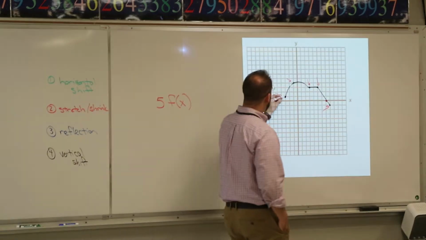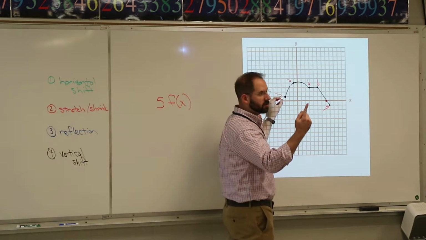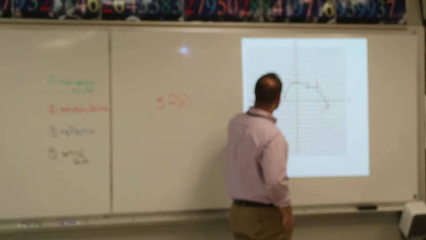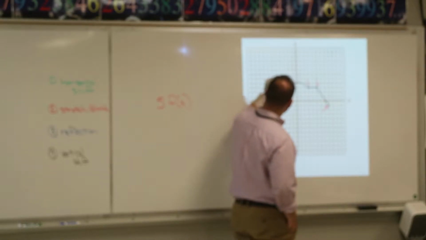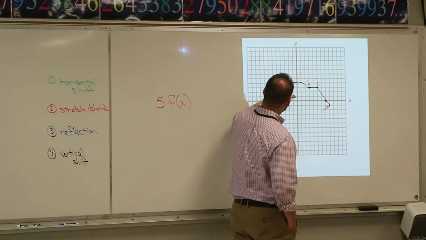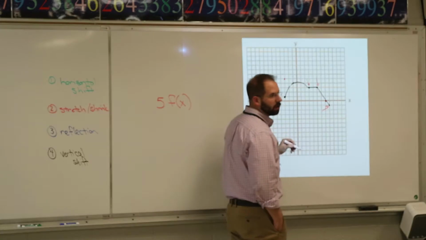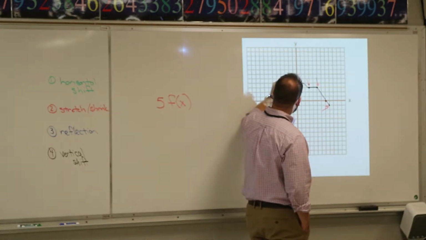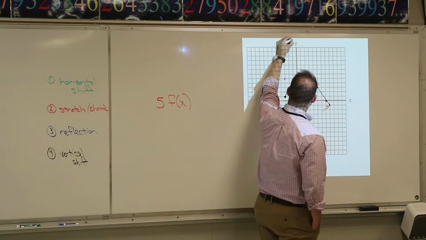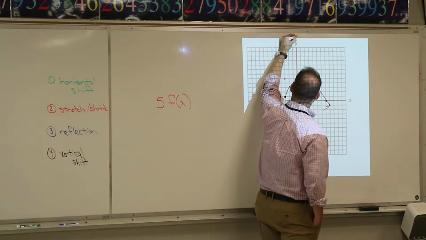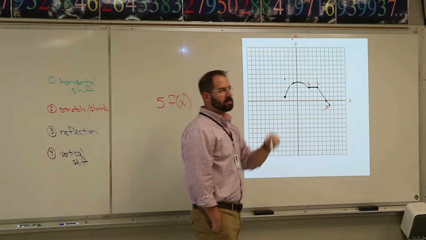So like this dot's at 1, right? It's got to go 5 times taller. So it's actually going to be at 5. 1, 2, 3, 4, 5. There. Okay, so there's the first dot. That's moving 5 times taller. This dot was at 4. I have to go 5 times taller. I'm going to be up here at 20. It's got to be 5 times taller.